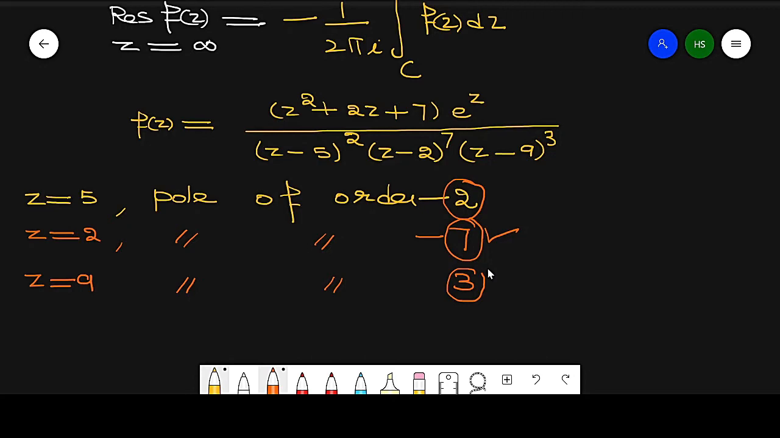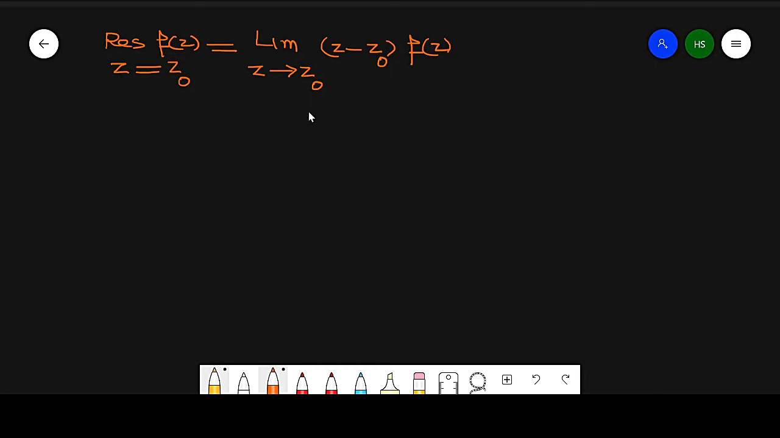So how will we find the residue? One is a working method and second we discussed, that is the definition. So what is the working method to find the residue at a pole of order 2, order 7, or order 3? So how will we find the residue at any pole? Now the working rule. So remember that the residue of a function f(z) at z equal to z naught, in case of a simple pole, is simply the limit as z approaches z naught of (z minus z naught) into f(z).